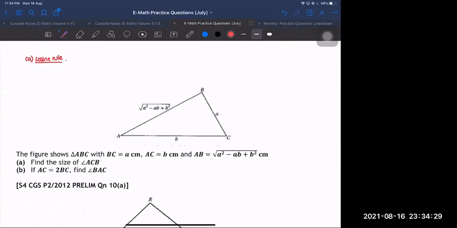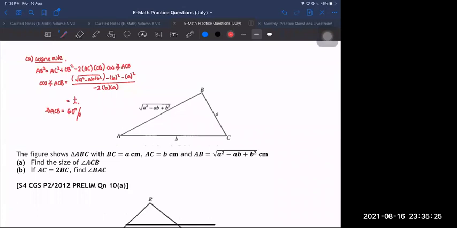Now for cosine rule, make sure that you use it properly. I will always write it in terms of the letters. AB squared equals AC squared plus CB squared minus 2 times AC times CB times the cosine of angle ACB. Now we simplify into cosine of angle ACB and write out all the values: the root of a squared minus ab plus b squared, squared, minus b squared minus a squared, divided by negative 2 times b times a. Once you simplify this, you will realize that this is half. So angle ACB equals 60 degrees. It's that simple. This is a very easy question.